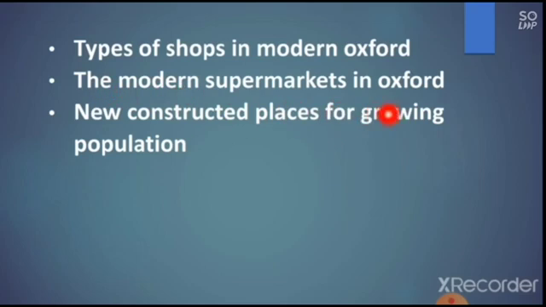The modern supermarkets in Oxford. Advanced Oxford has supermarkets. What is a supermarket? What does supermarket mean? A supermarket is a place where a consumer can get all their desired goods as per their demand and needs.